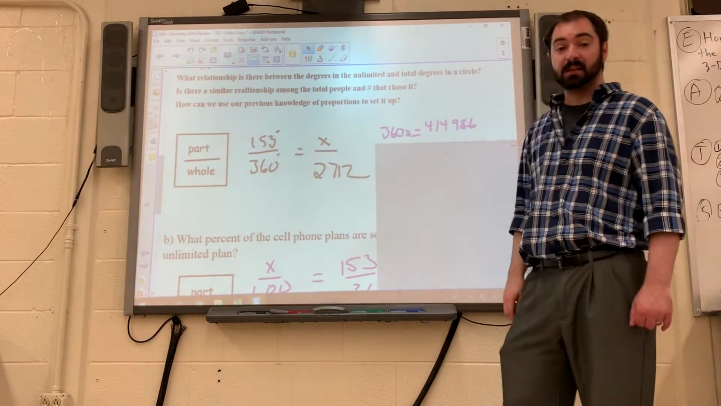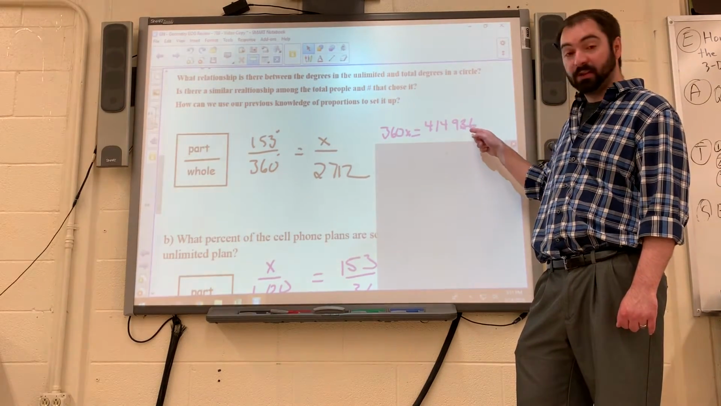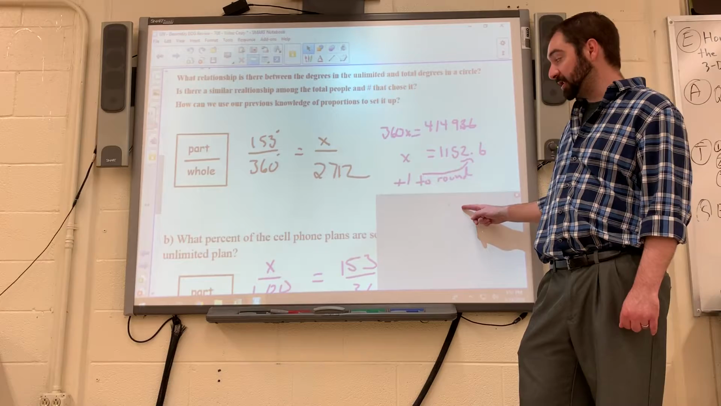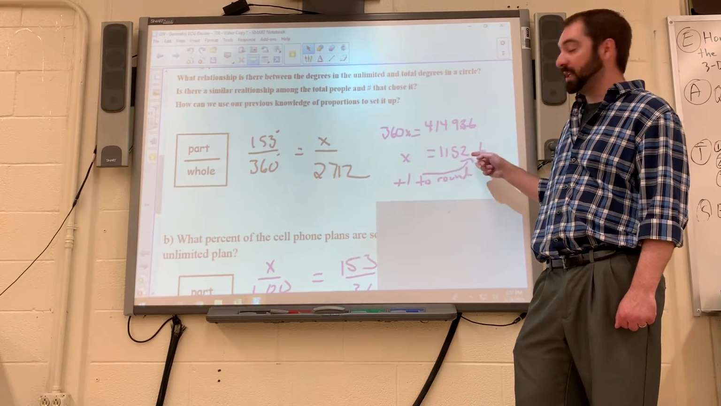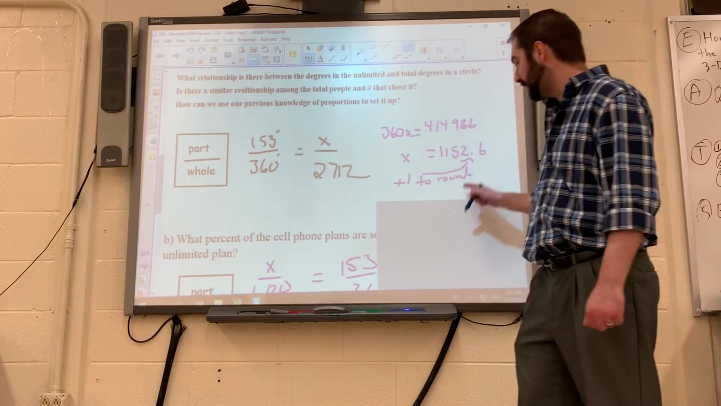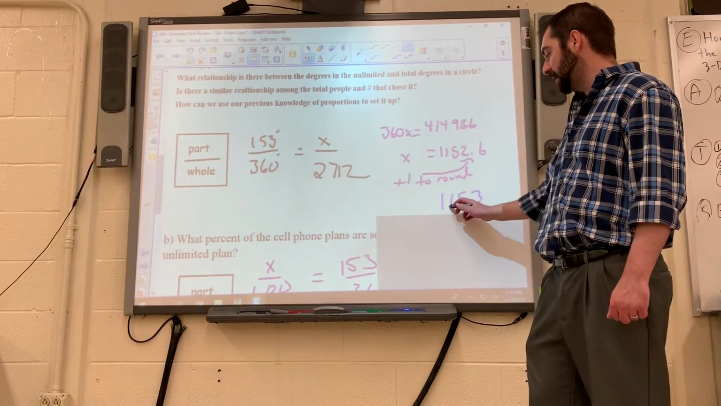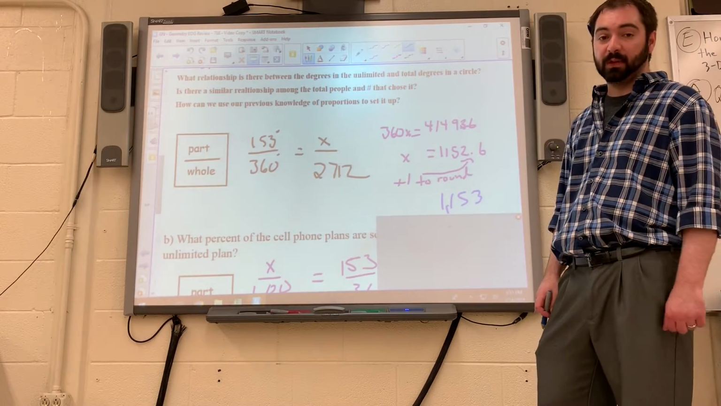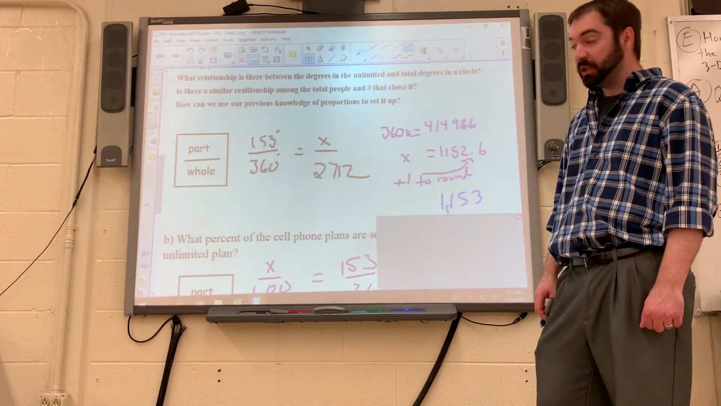153 times 2,712 is 41,936. Divide out each side by 360, and you get 1,152.6, which we're going to have to round up because you can't have 0.6 of people. So we would say that about 1,153 people chose an unlimited data plan. Okay, so nothing too difficult.